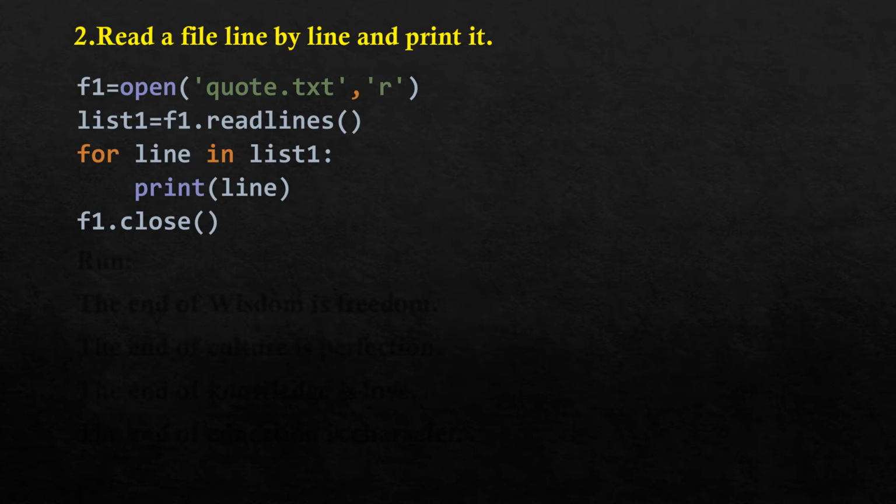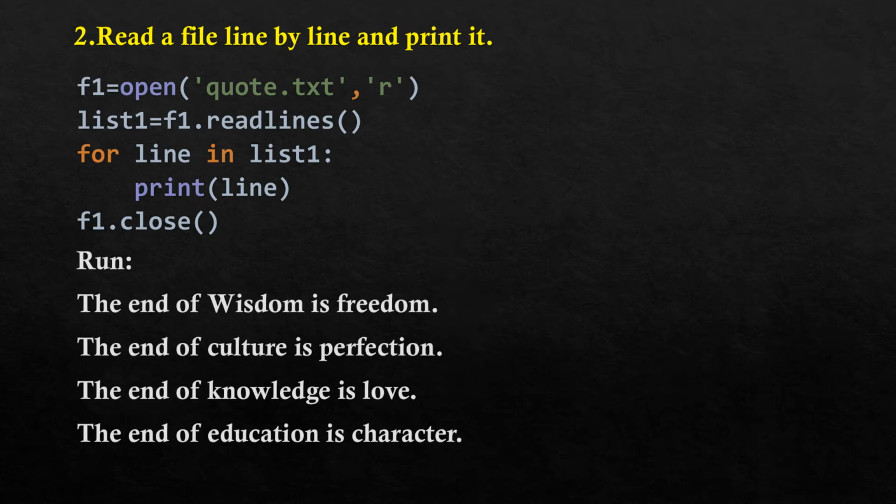So first we have created a file object f1 with the help of the open method, where we have passed two parameters. First one is the file name, which is quote.txt, which is currently present in our system in the current path where our Python is present, and it is opened in read mode. And let's run it. See, this is the content of the file which is displayed line by line.